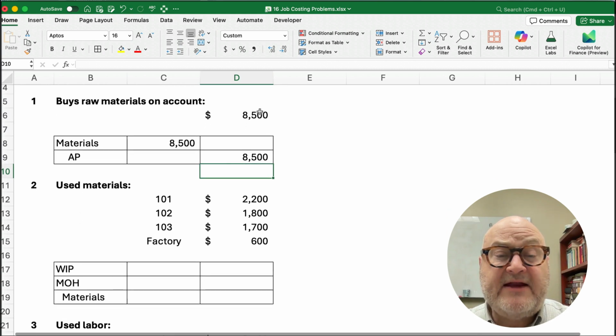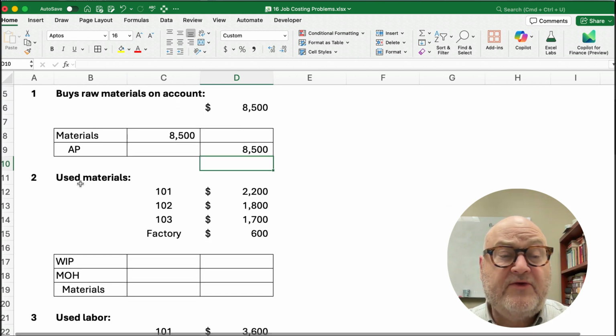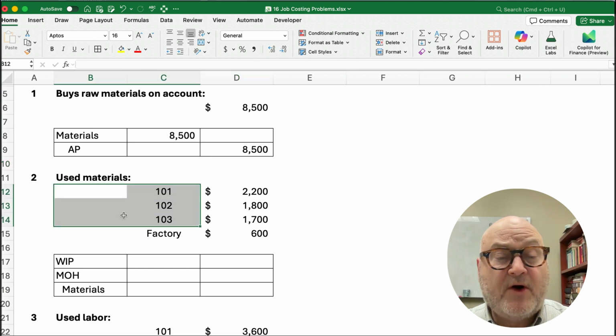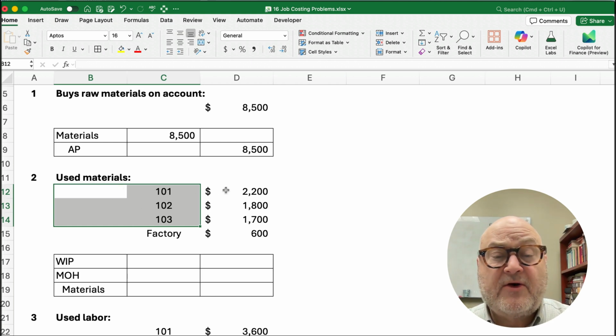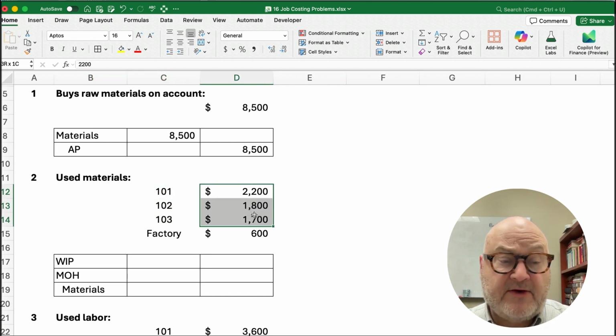So now we have $8,500 of materials, and we use some of these materials for three different jobs: jobs 101, 102, 103. Now, job costing accumulates the cost by job numbers. They're different jobs. They have different costs going in and different times. So these first three represent our direct materials, and it's going to go into work in process.